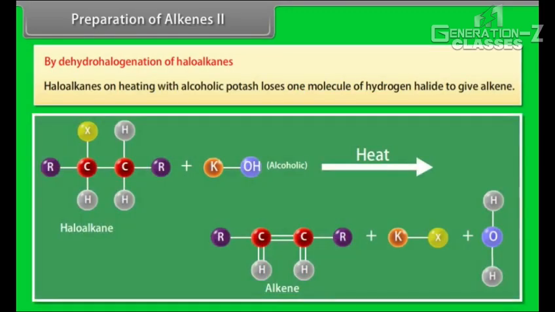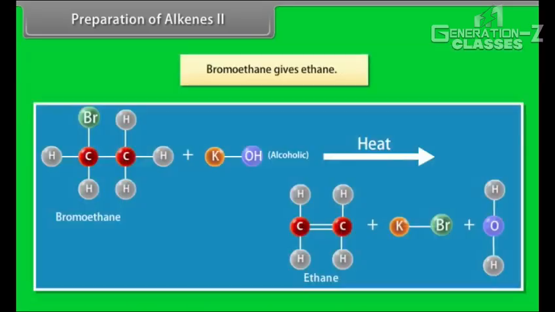Preparation of alkenes Part 2. By dehydrohalogenation of haloalkanes. Haloalkanes on heating with alcoholic potash lose one molecule of hydrogen halide to give alkene. Bromoethane gives ethene.